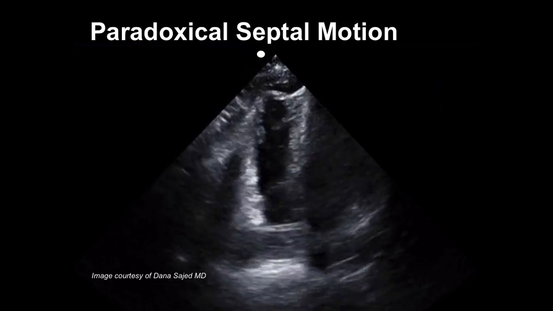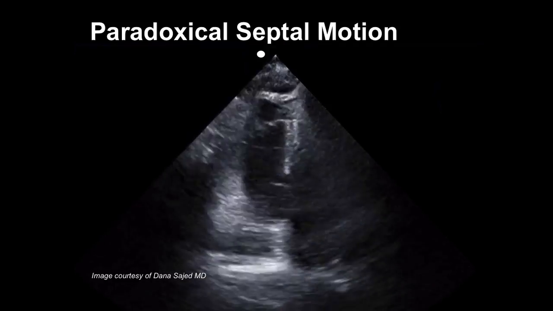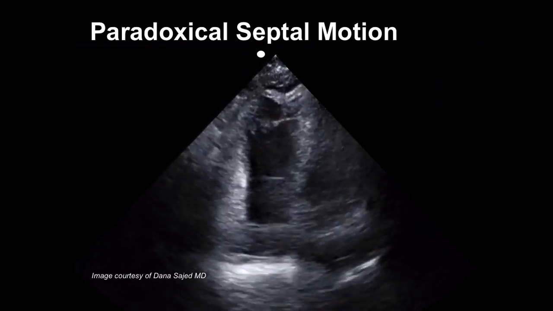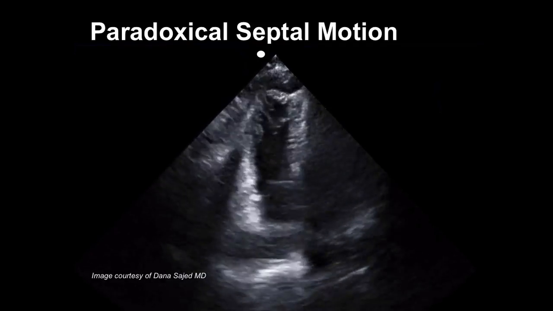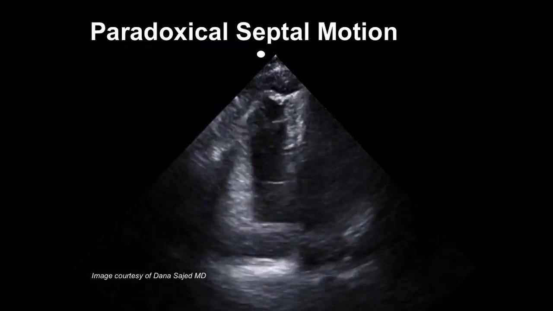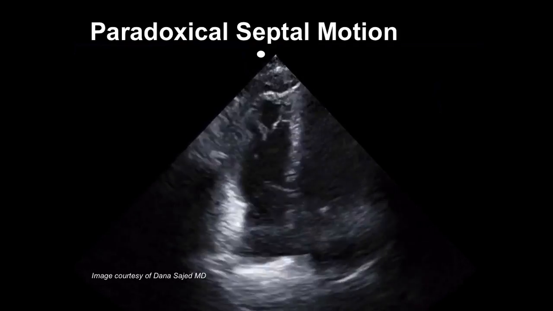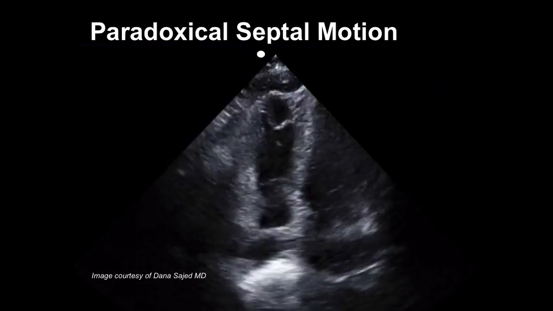So here's an example of an apical four-chamber view showing paradoxical motion of the septum. In the center of the screen, we can see the intraventricular septum is kind of flip-flopping side to side, and this is suggestive that we have high right-sided pressures.